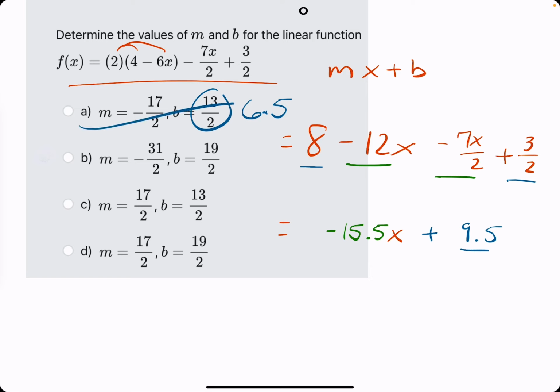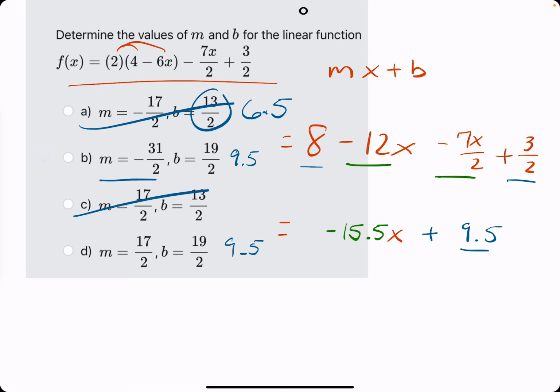19 divided by 2 is 9.5, right? 18 divided by 2 is 9. 20 divided by 2 is 10. So 19 divided by 2 is 9.5, and that matches 9.5, so that's a good sign. So we can eliminate any of the 13 over 2s, but we're definitely between B and D now. So then I would just go with the only negative option for the m values here.